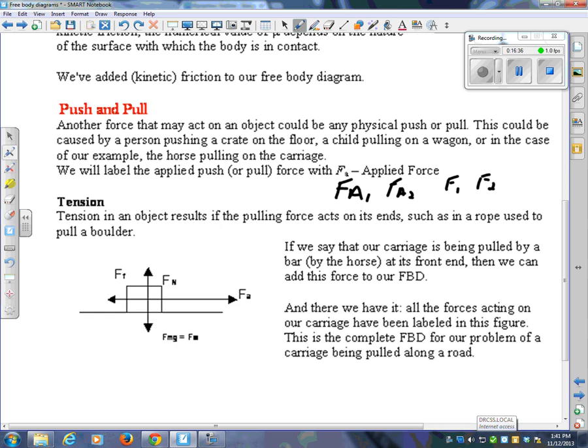Okay, applied force. Tension is what you're feeling right now, right? Tension in an object results if the pulling force acts on its end, such as in a rope used to pull a boulder. If we say that our carriage is being pulled by a bar, by the horse at its front end, then we can add this force to our FBD. And there we have it. All the forces acting on our carriage have been labeled in this figure. This is the complete FBD for our problem of a carriage being pulled along a road. There it is right there. All the forces are labeled on there.